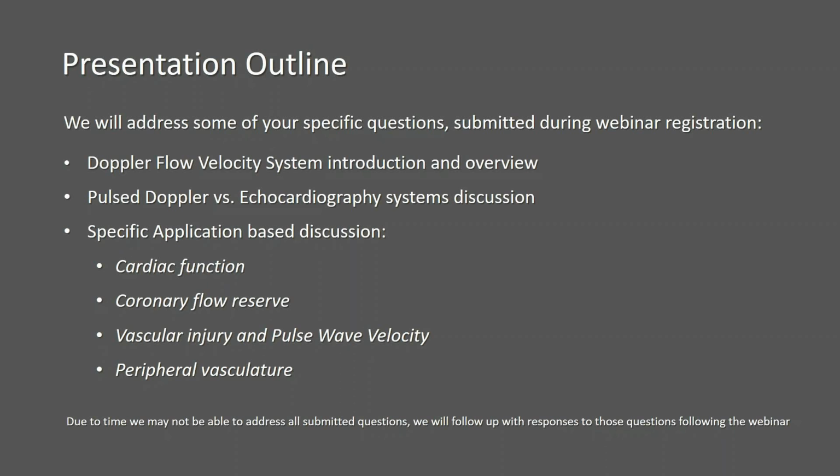I will begin today with an introduction and overview of the Doppler flow velocity system, and then next we'll spend some time discussing how the Doppler system compares to an echocardiography system, to address a specific question that was asked. And finally, we'll finish up with some time discussing specific applications of the Doppler system related to, again, questions that were asked during the registration. These will include cardiac function, coronary flow reserve, vascular injury, and pulse wave velocity. And finally, we'll finish up with a discussion on peripheral vasculature.